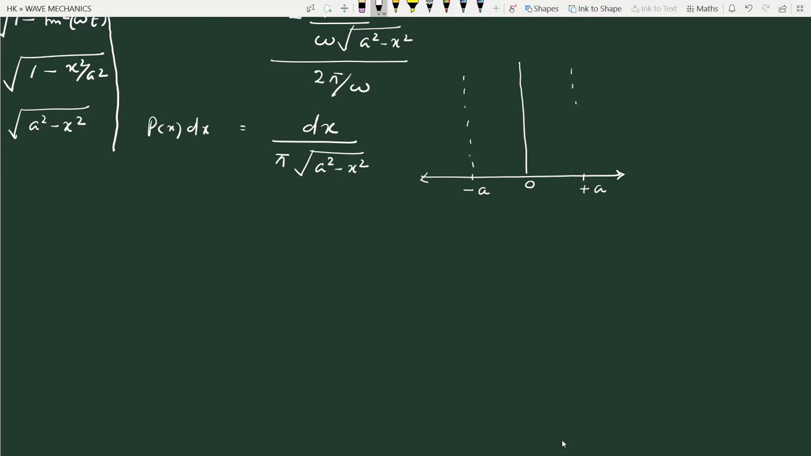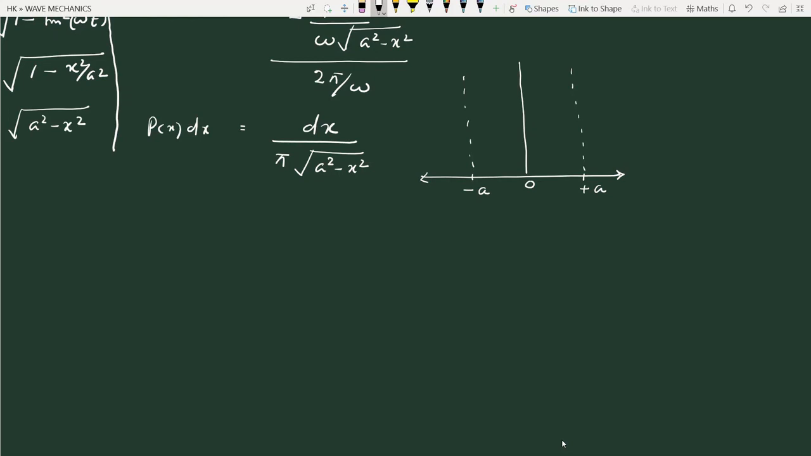So a classical oscillator cannot go beyond these classical turning points. If you look at this expression, when x equals the extreme positions, what is the probability? Put x equal to plus or minus a. So a squared minus a squared is 0. Okay, 1 by 0 is infinity.